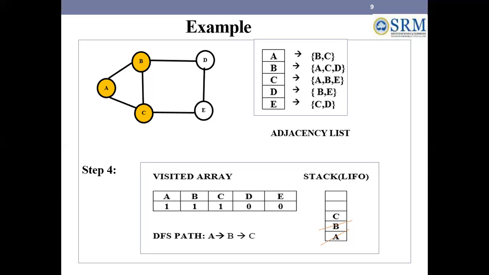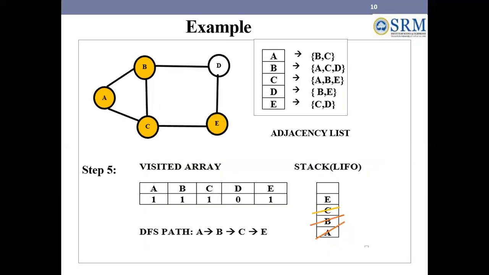Then now pop the element, that is C, from the stack. Now, what are the adjacent nodes for C? A, B, E. A and B are already visited, the value is 1. So the unvisited one is E. Now, we can visit the node E. That is the fifth step. A, B, C. First adjacent node of C is E. Next, E is visited.